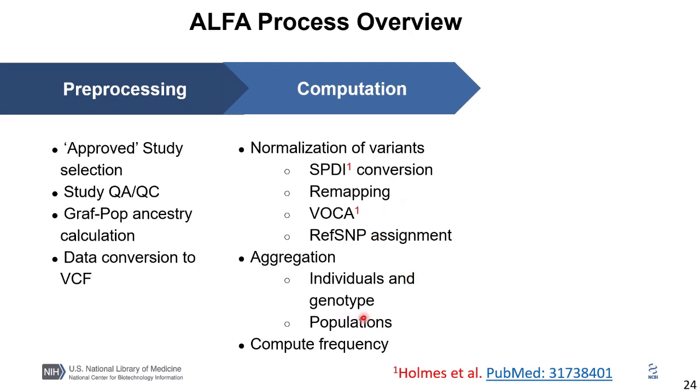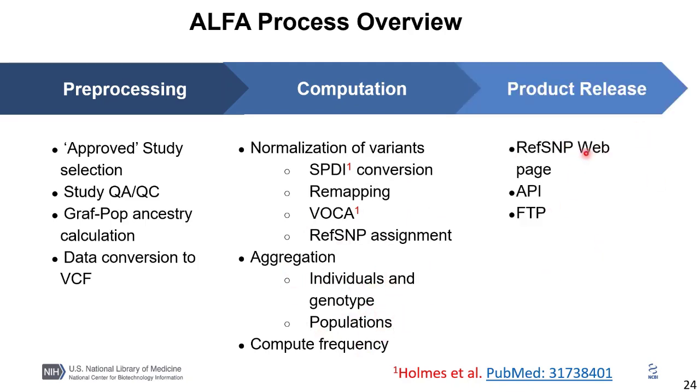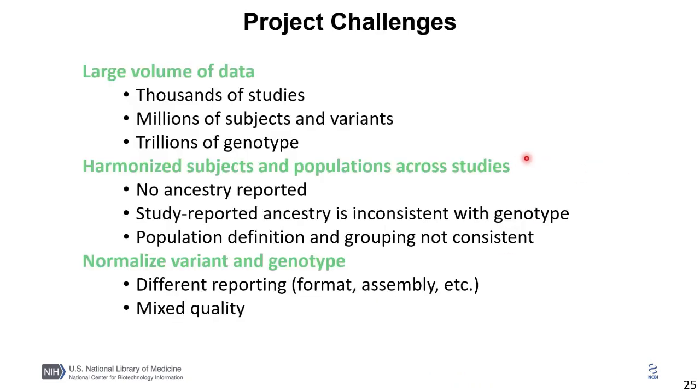And then essentially, once we aggregate the variant and normalize the variant, we can then aggregate the individual genotype and compute the allele frequency, and make it available to the normal dbSNP resources. So there's a couple of challenges with this project.